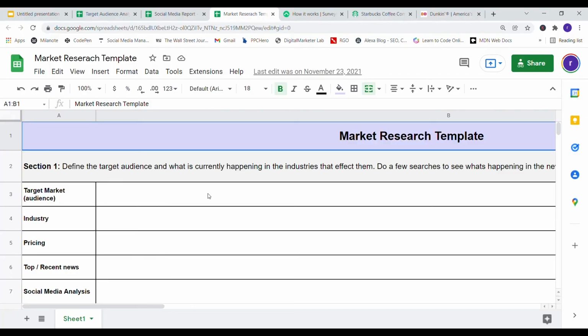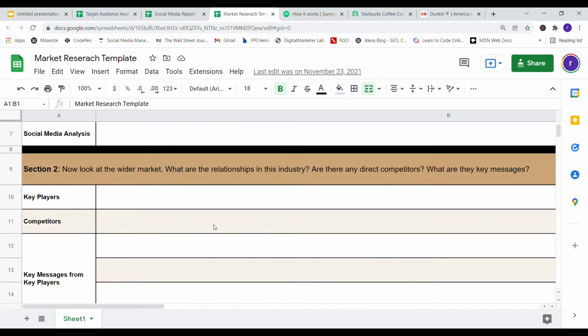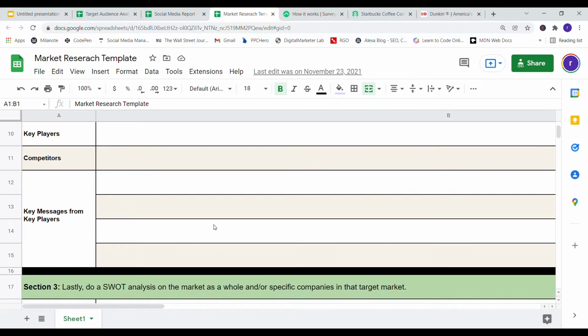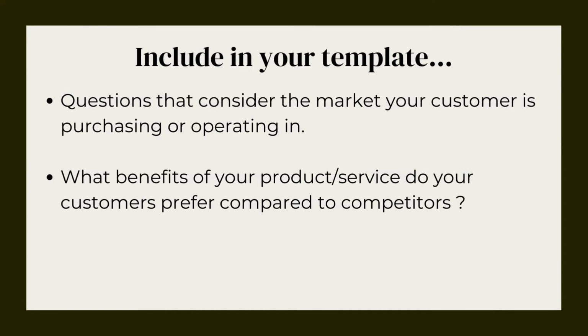And then also I included this market research template. So this is kind of a high-level understanding of whatever market your customer is in and figuring out, hey, are there any other companies that could be affecting my customer's strategy? What is in the market right now? What are the trends? How does my customer compete with these trends?